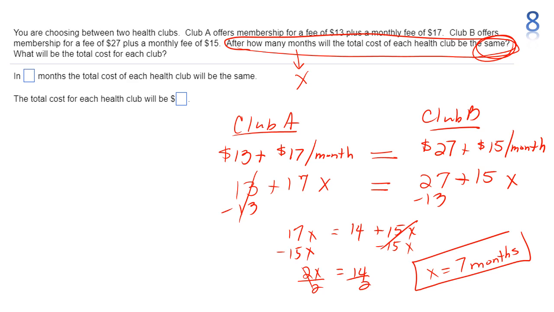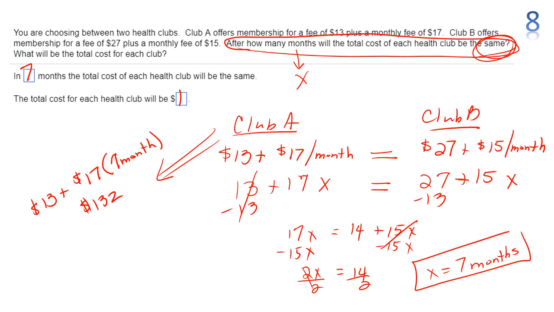Now there's an additional question. After you figure out the months, you want to go ahead and decide the total cost. Now the cost of each club is the same at 7 months, so you can take that 7 and plug it into either club. For instance, if I choose Club A, it would have been $13 plus $17 per month for 7 months. This is easy to type into your calculator, so 17 times 7 and then plus that 13 would give you $132.